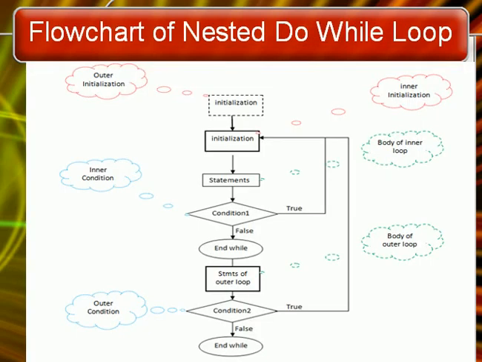Now we discuss the flowchart of nested do-while loop. The flowchart highlights various parts of the do-while loop. It starts with the outer loop control variable initialization. Then in the body of the inner loop, it normally starts with initialization of the loop control variable of the inner loop. Then statements within the body of the inner do-while loop. Then the condition that is tested at the end of the do-while loop.